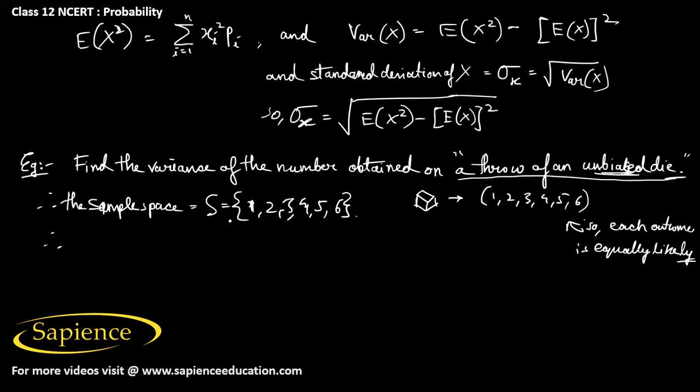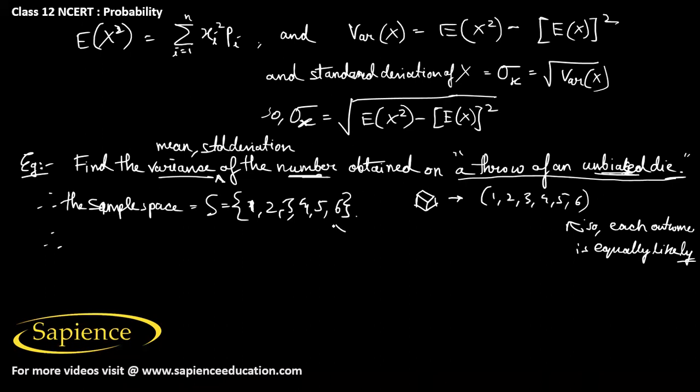So therefore here it is asked to find, so let's say we ask to find the variance and mean and the standard deviation. Okay, all three. So here it is asked to find the mean, variance, and standard deviation of the number that is obtained on this throw of an unbiased die.